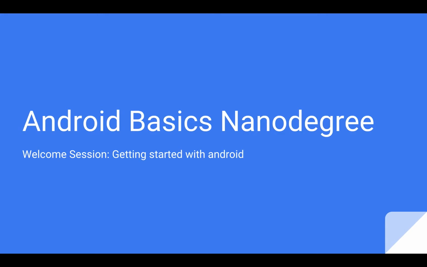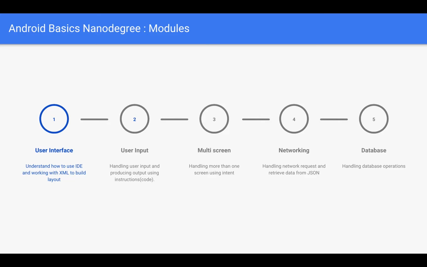Basically, the Android Basics Nanodegree is divided into 5 parts. First one is user interface. In this part, we will explore how to use the IDE and work with XML to build layouts. The second part of the course is user input, handling how user input and producing output using coding instructions.